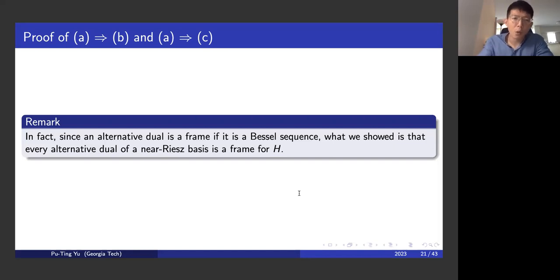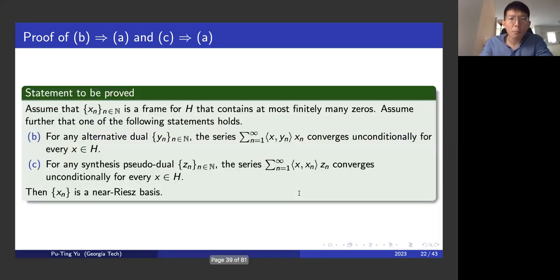Okay, so now let's move on to the implication from B to A and C to A. What we have to prove is this: assume that Xn is a frame for H that contains at most finitely many zeros, and assume that for any alternative dual Yn, the series Xn multiplied by the inner product of X and Yn converges unconditionally for every X in H, or for any synthesis pseudo-dual Zn, the series Cn multiplied by the inner product of X and Xn converges unconditionally for every X in H. Then we have to prove that Xn under this assumption must be a near-Riesz basis.